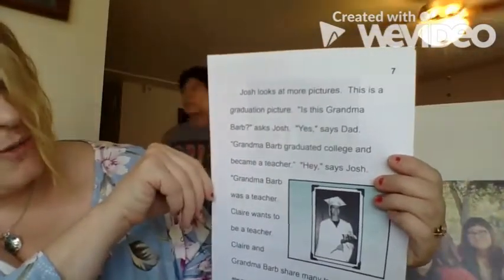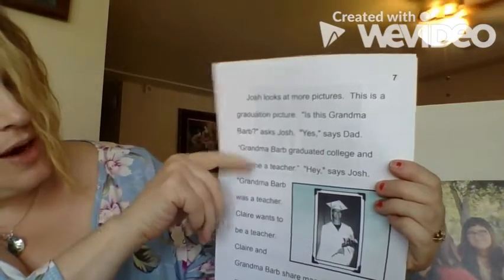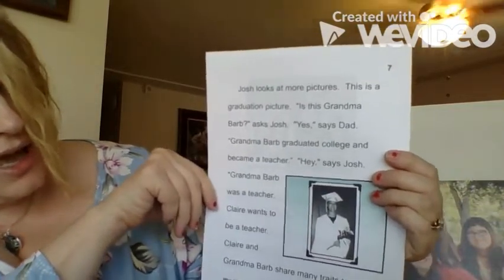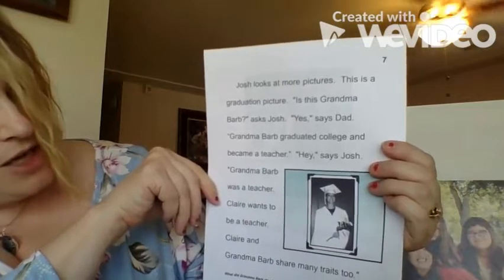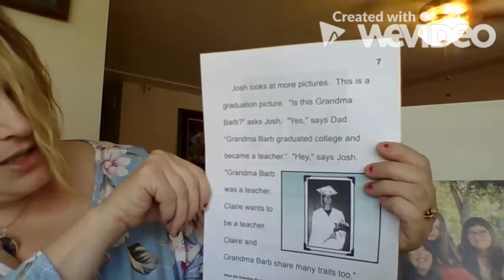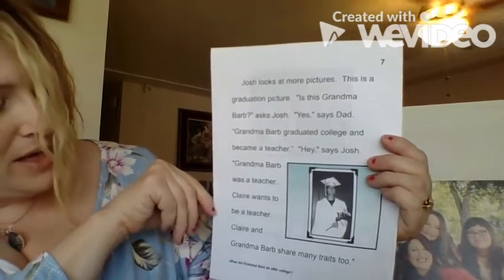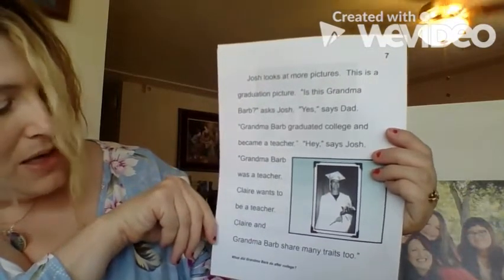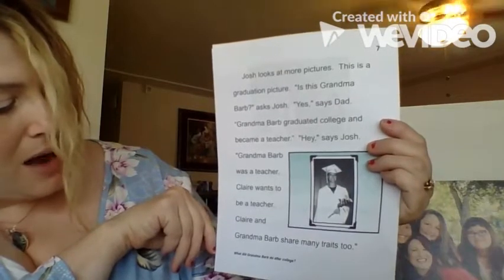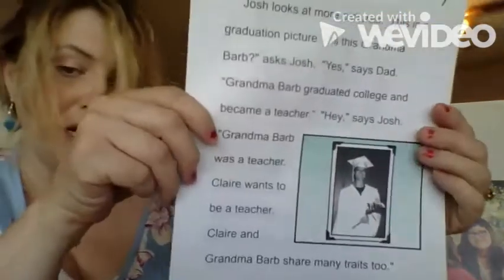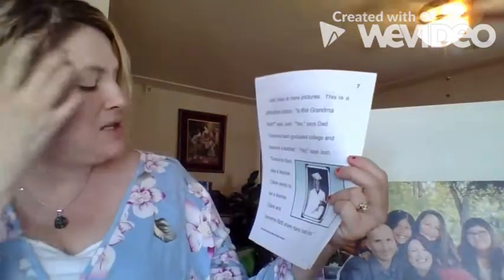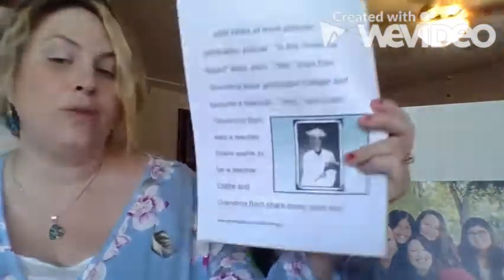Josh looks at more pictures. This is a graduation picture. This is Grandma Barb. Is this Grandma Barb? Asks Josh. Yes, says Dad. Grandma Barb graduated college and became a teacher. Hey, says Josh. Grandma Barb was a teacher. Claire wants to be a teacher. Claire and Grandma Barb share many traits too. So Claire wants to be a teacher and Grandma Barb was a teacher.